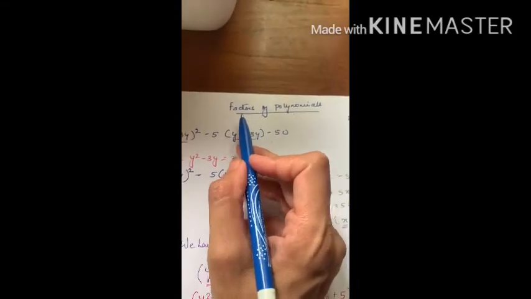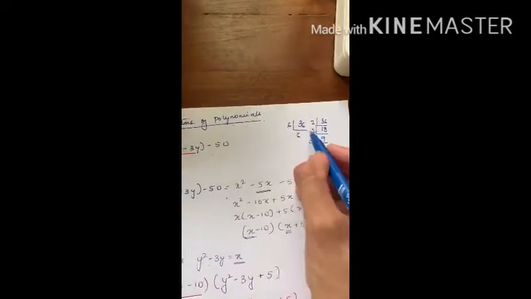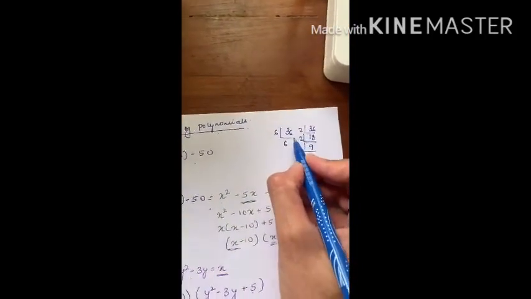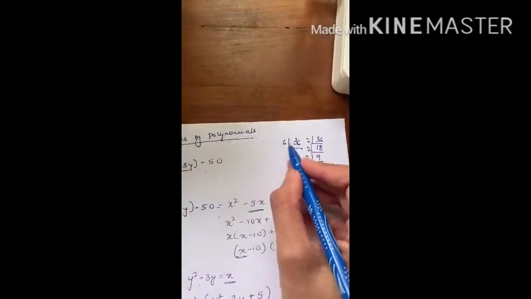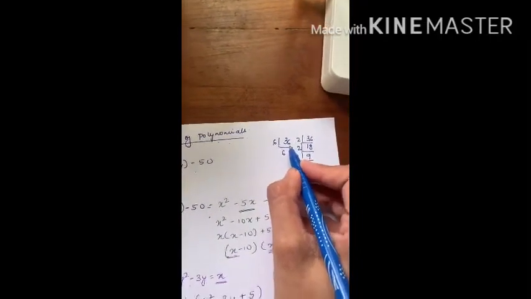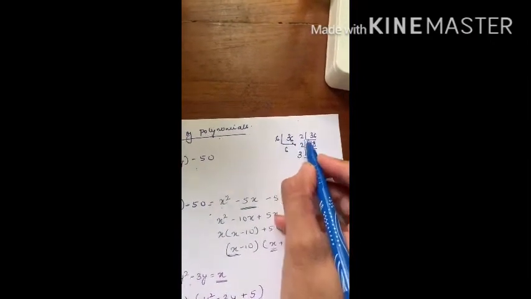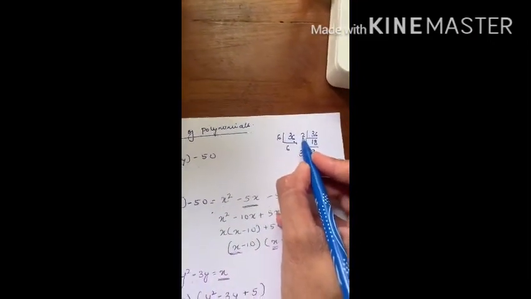For example, let me start with a numerical. Let me take an example of 36. We can write 36 as 6 and 6. If we take the LCM as 6 and 6, it is 36. Or, since it's an even number, let's start from a smaller number, that is 2, because 2 is also an even number.